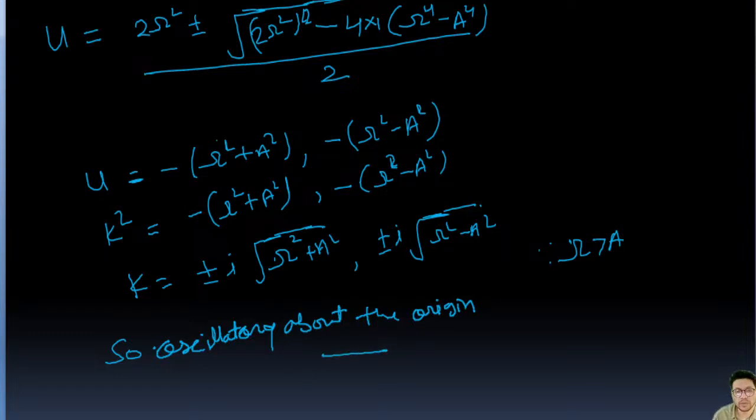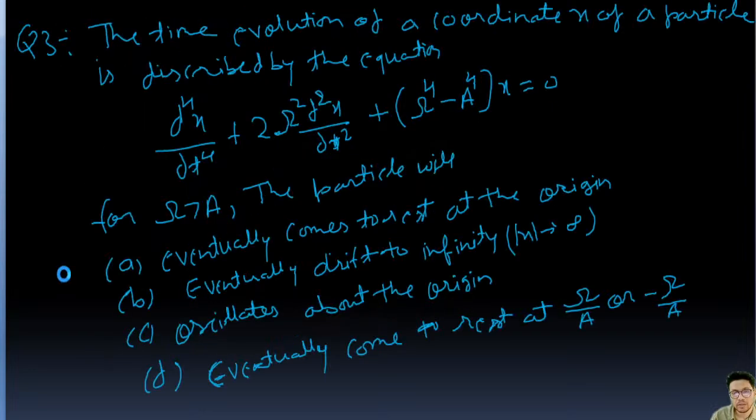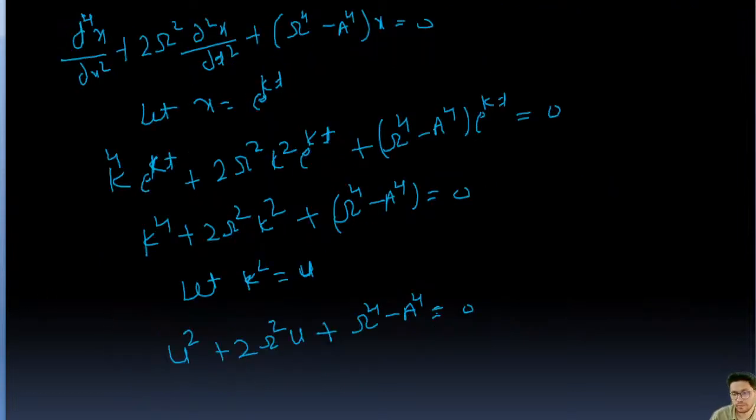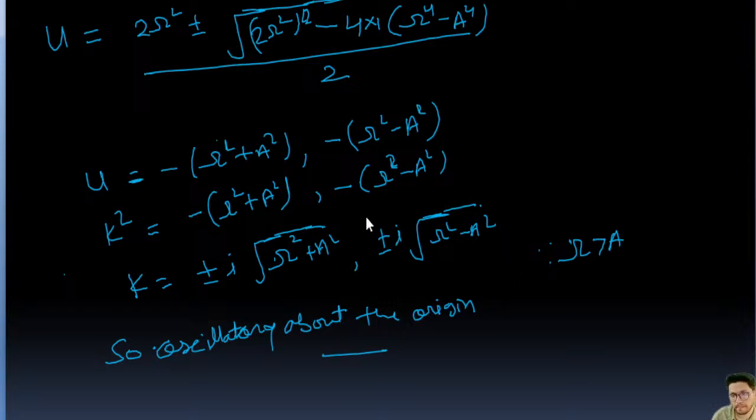So which option is matching? Let me check. Option C is the correct one for this. Option C, right? Oscillate about the orbital. Okay, oscillatory motion about the orbital. Okay. Next question. Question number 4.